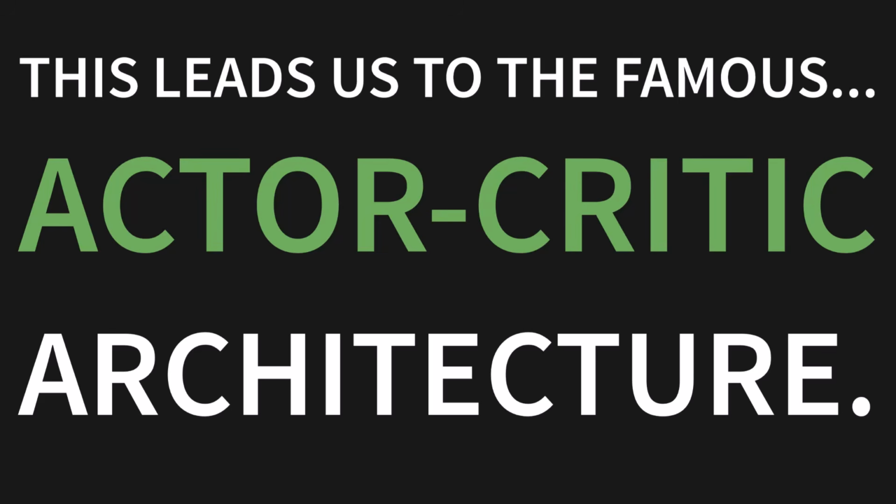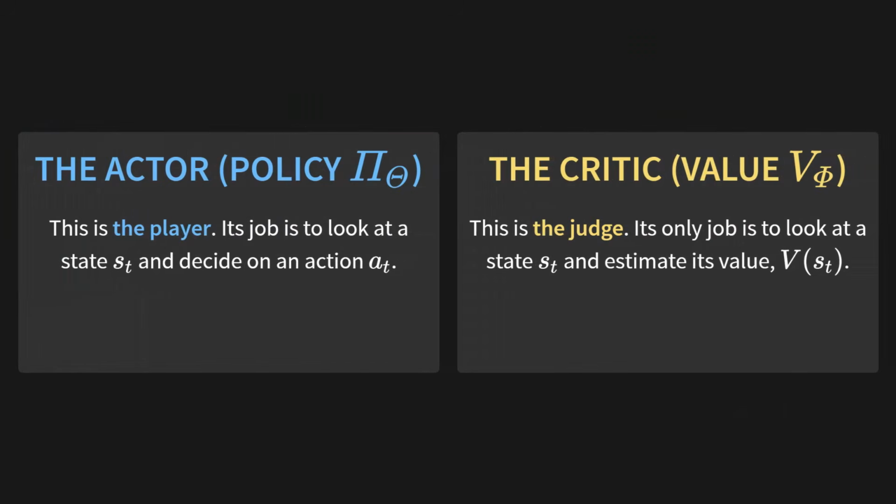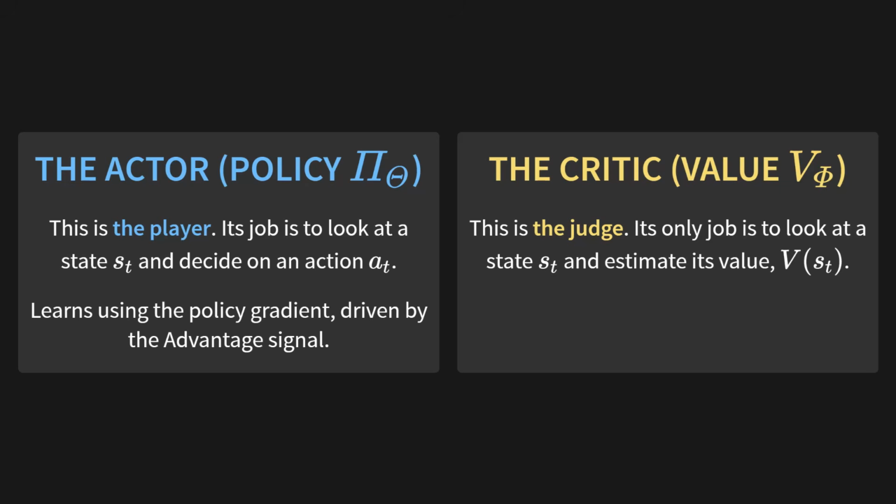We have two new characters in our story. First, the actor. This is our policy, the LLM itself. This is the player. Its job is to look at a state, s_t, and decide on an action, a_t. It learns using the policy gradient we just saw, driven by that powerful advantage signal. Then we have the critic. This is the judge. It's a second neural network whose only job is to look at a state, s_t, and estimate its value, v of s_t.